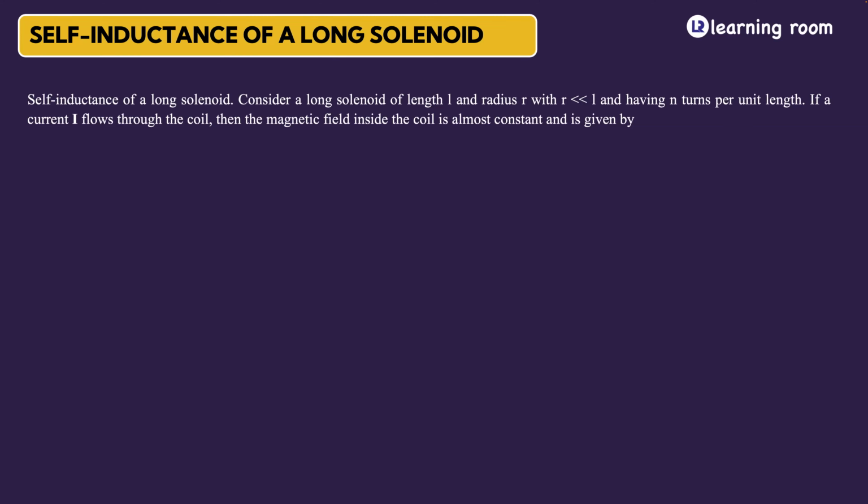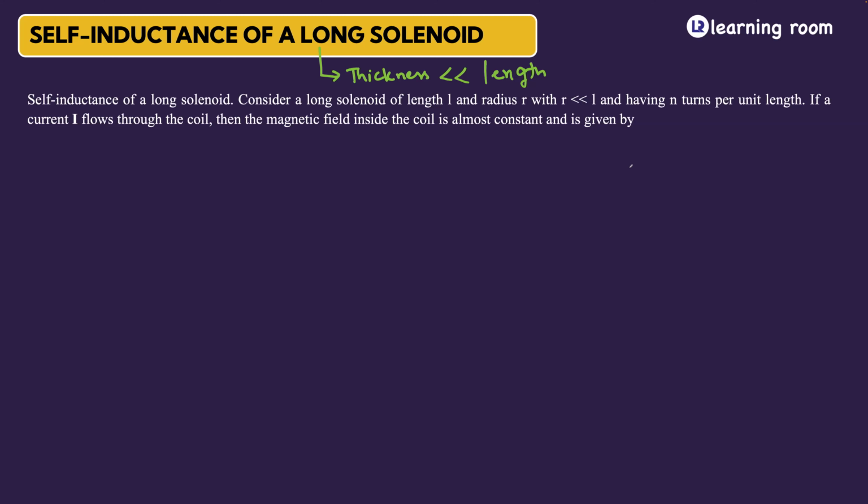Okay, listen. So here, when I say self-inductance of a long solenoid, the meaning of long is that the thickness of the solenoid is very much less than the length of the solenoid. That is when it can become a long solenoid. That is the meaning of long in this case. Okay. So our job is to derive the self-inductance of this.